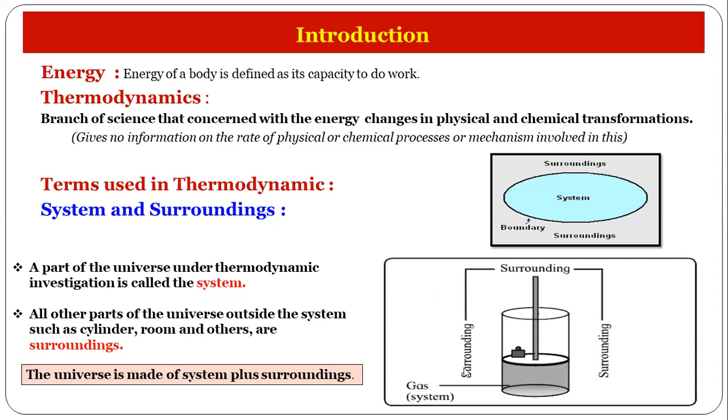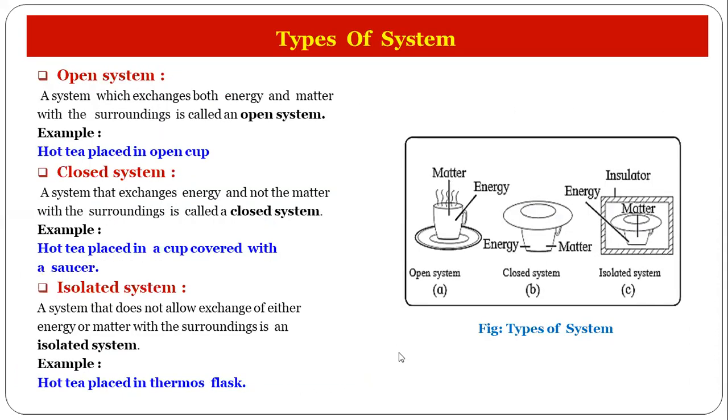In this diagram also, we can clearly see this circle. It is a system, which is a part of the universe taken for thermodynamic study or observation. There is a boundary which separates system and surroundings. It is called the boundary. And this other rectangle is the universe. So the universe is made up of system plus surroundings.